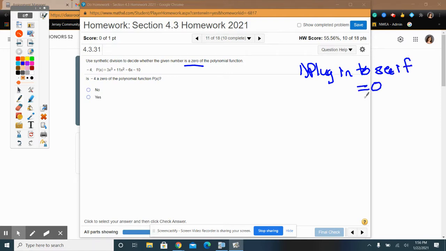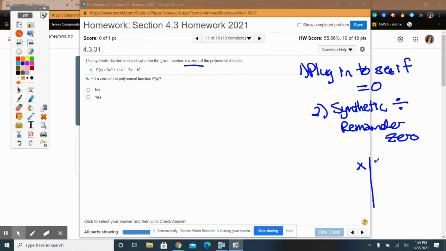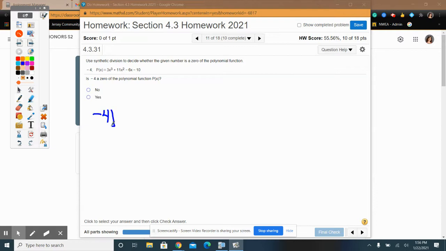If it equals zero. You could also do synthetic division, which is what they tell you to do, and you're looking for a remainder of zero. Or you could use your calculator and see if -4 is on my XYT table and that 0 is beside it. We are going to use synthetic division since they told me to, but you do have these other options as well. So I'm going to put -4 in the box.